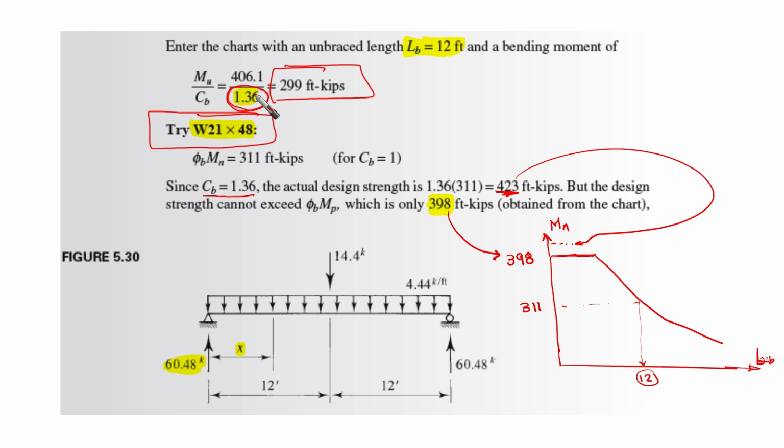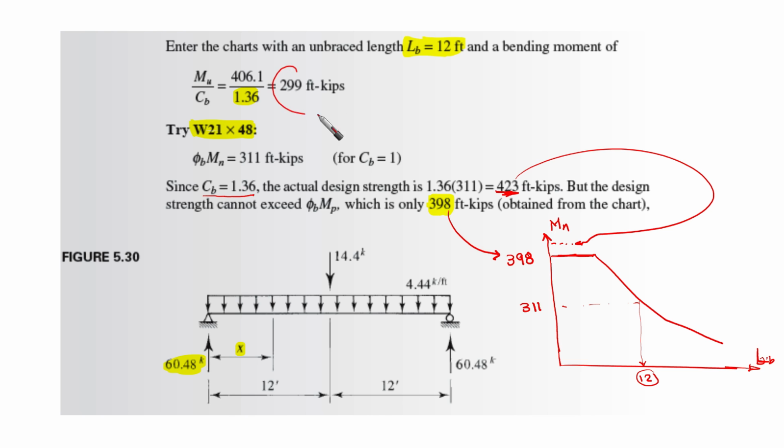This is okay, no problem with this. It is similar to going with 406 and multiplying whatever you get from the curve by the CB. So now let's try this. We go to the horizontal axis, this is 12, and then we go up until we find something that gives us the value of 299 or above.